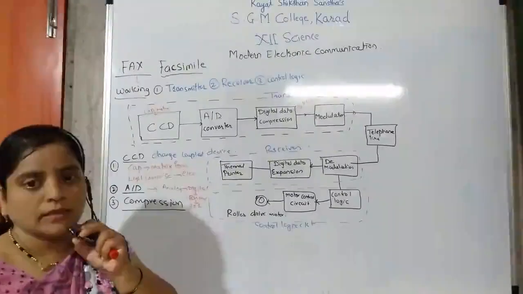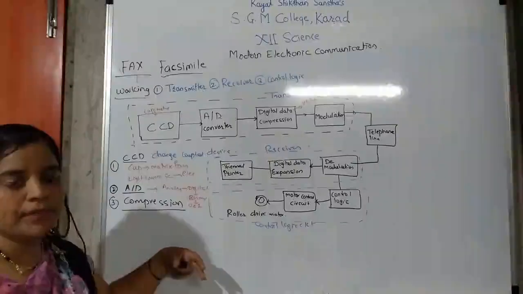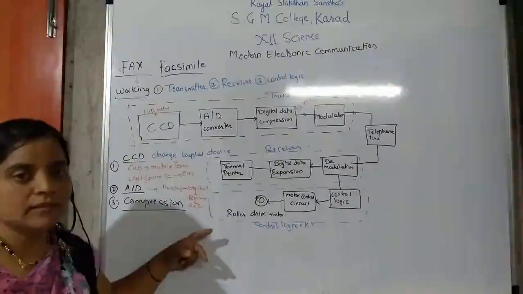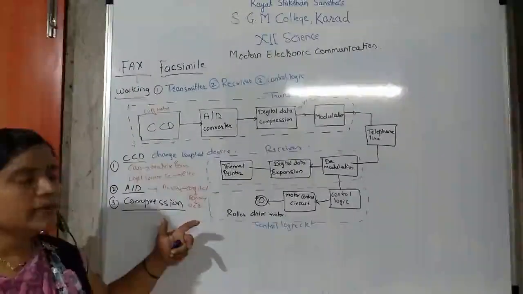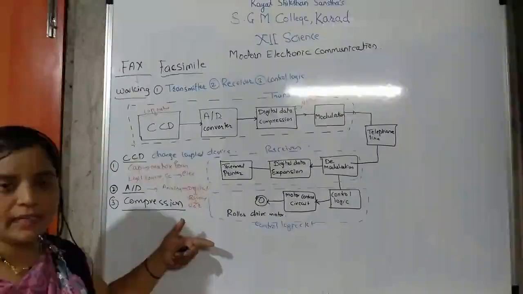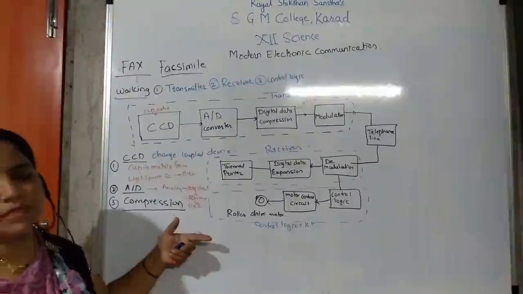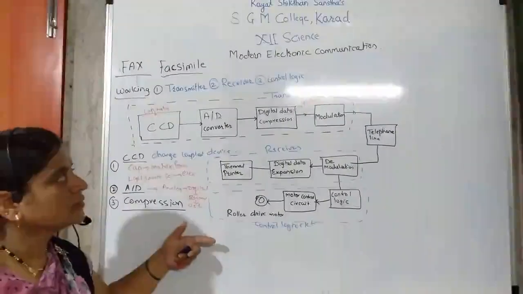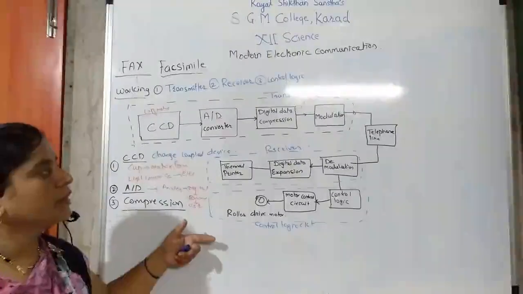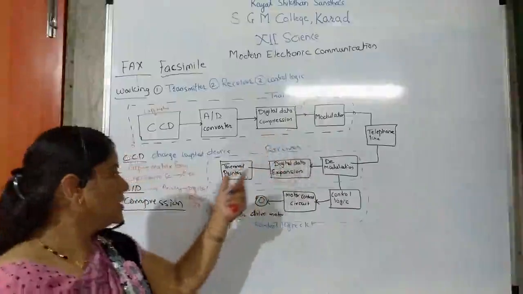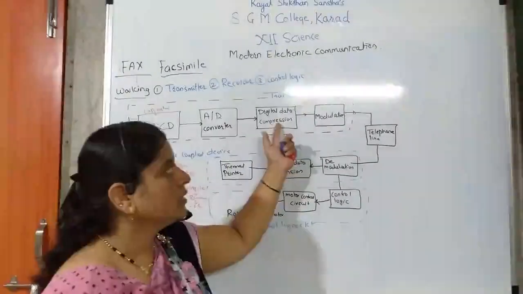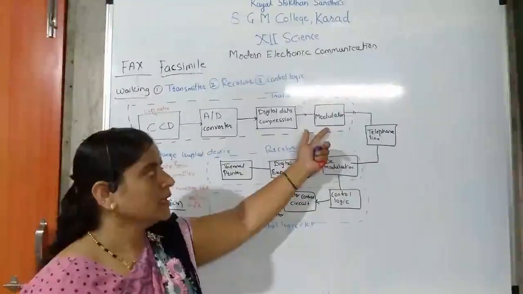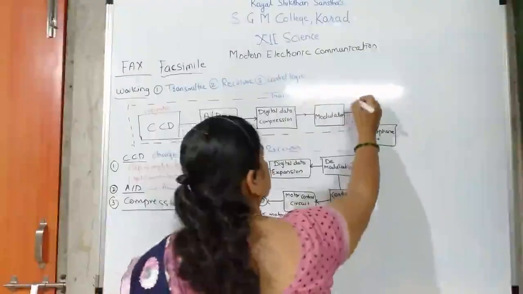Then the modulator, what does it do? It modulates the signal. Modulate means it adds the carrier signal. Carrier signal is added to the original signal. This process is called the modulation technique. So by using the modulation technique, whatever data we have received from data compression is sent to the modulation, and that signal is added with the carrier signal.